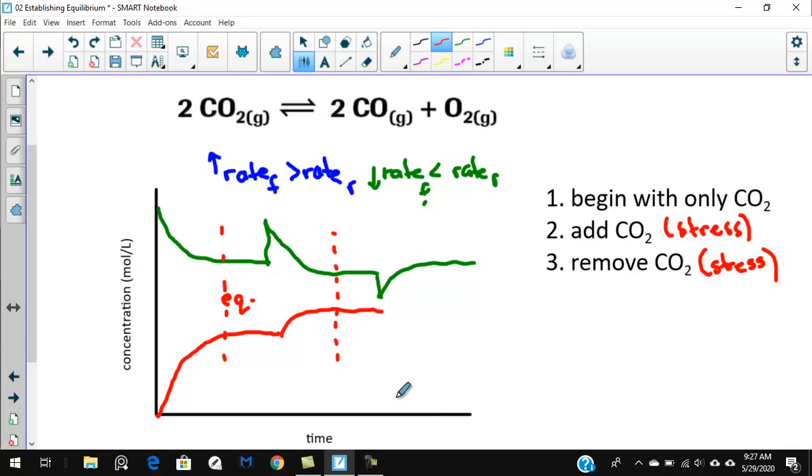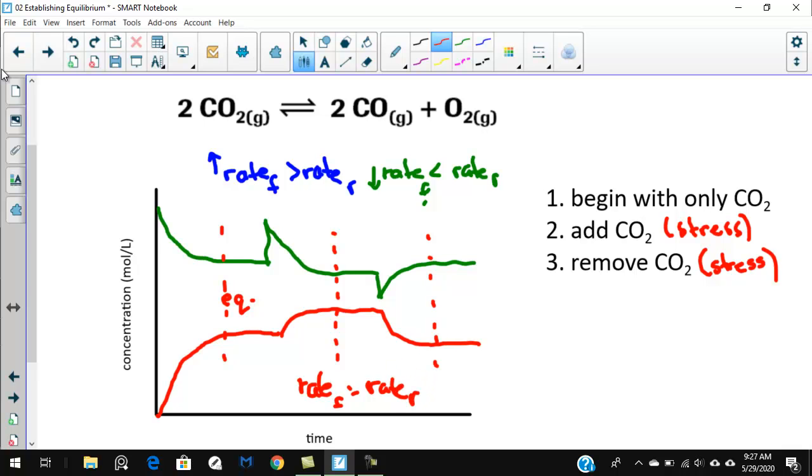What effect did that have on the reverse reaction? Well, that means that some of this got used up. So this starts to get used up, and then it levels out, reestablishing equilibrium once again. Okay, so at each one of these dotted lines, the rate forward equals the rate reverse.